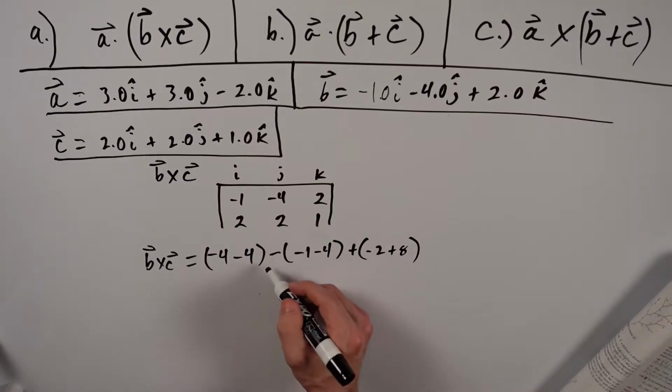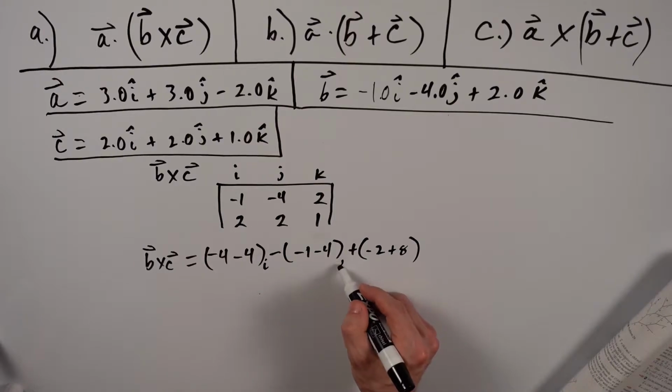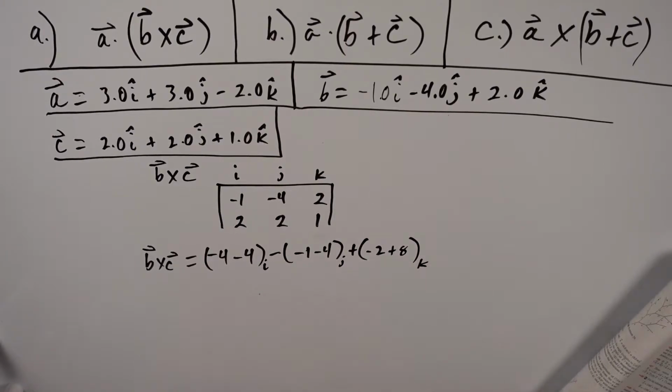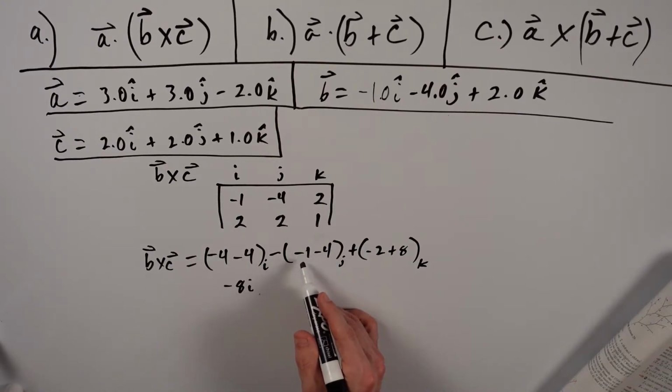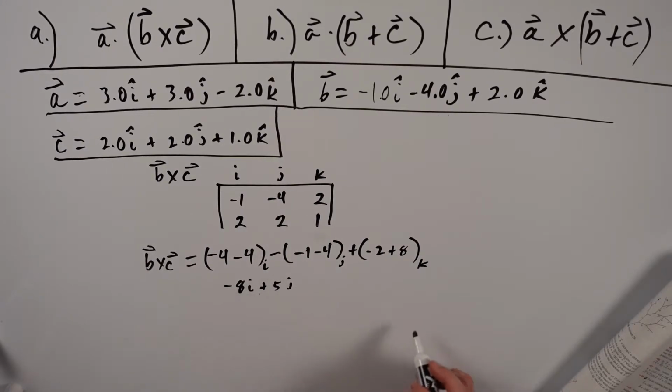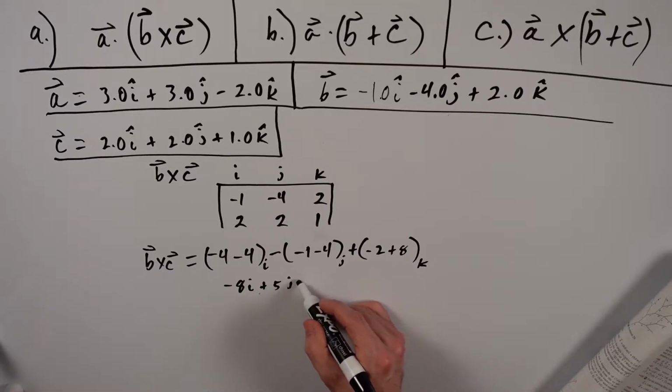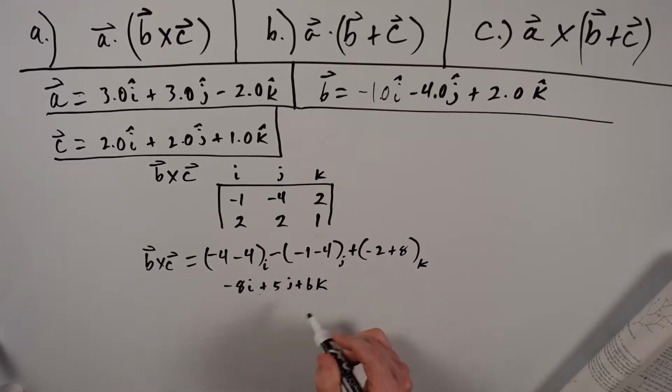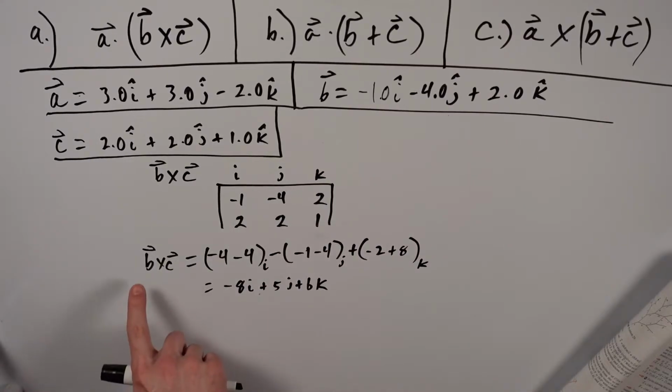So these have to remain in I, J, K components, because this is still a vector. You're just combining two vectors, so you can't get rid of this information. They have to remain. So you end up with -8I. You get -5 here, it becomes positive, so you get +5J. And then we get 6K. So this is what B cross C equals.